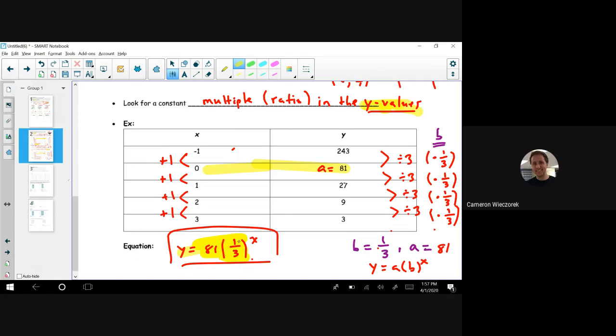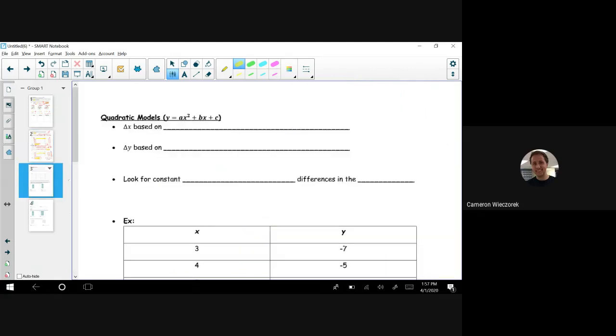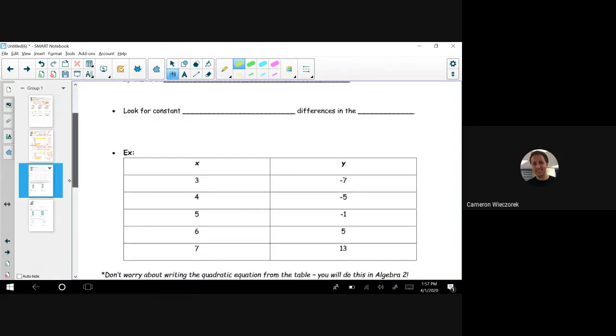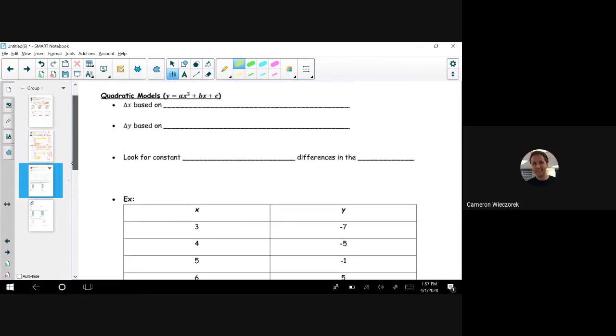And you could put a dot in between the 81 and the 1/3 instead of using the parentheses if you'd like. Both of those would represent multiplication. So then really the new one is, let's look at something that's quadratic. How can we tell just by looking at a bunch of numbers in a table whether or not it's going to be a quadratic function or not?